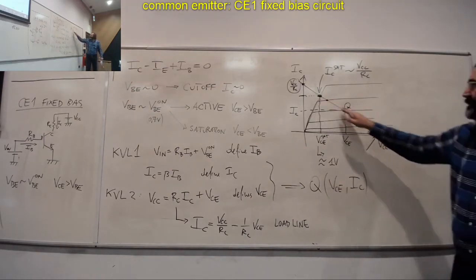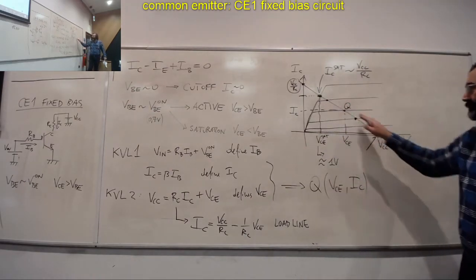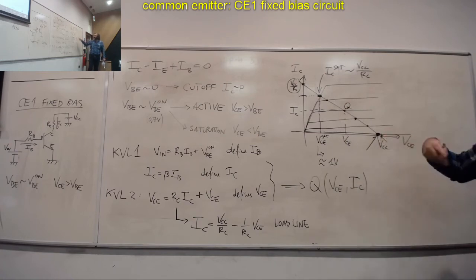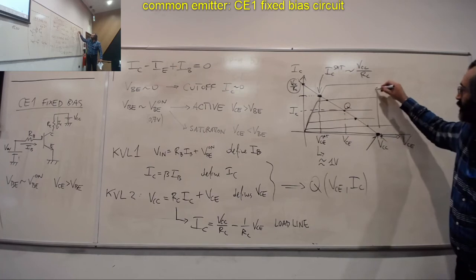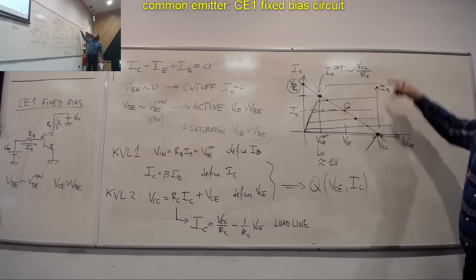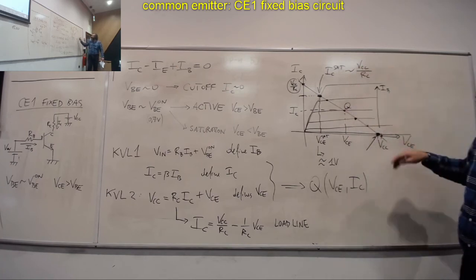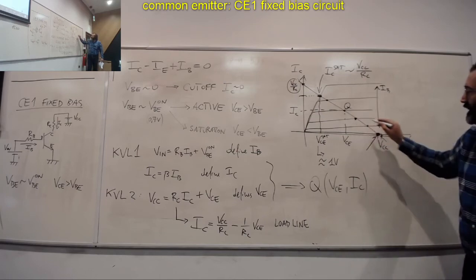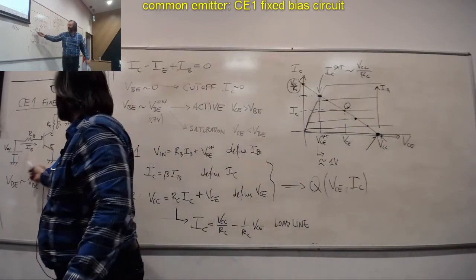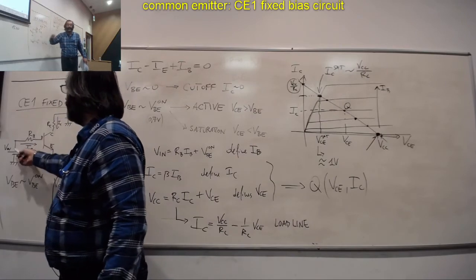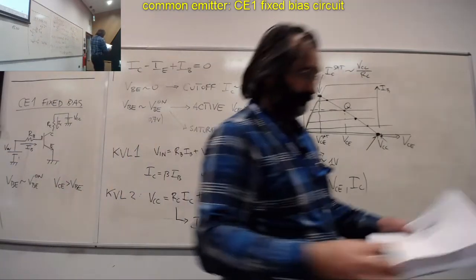The way we move Q along this line, you see, what we are doing here is IB grows in this direction, and correspondingly you are on another curve. So to move from here to here, it means I'm increasing IB. So I'm doing something on the input circuit, either changing RB or V.